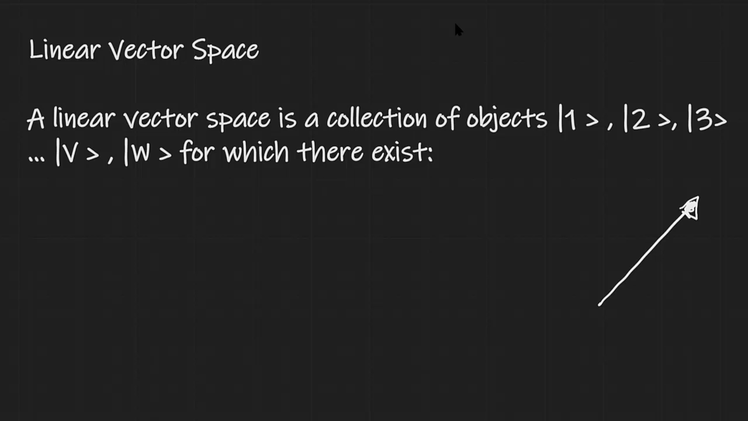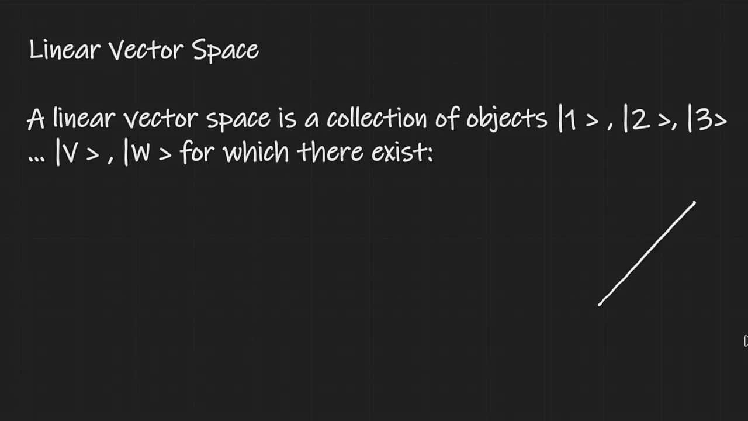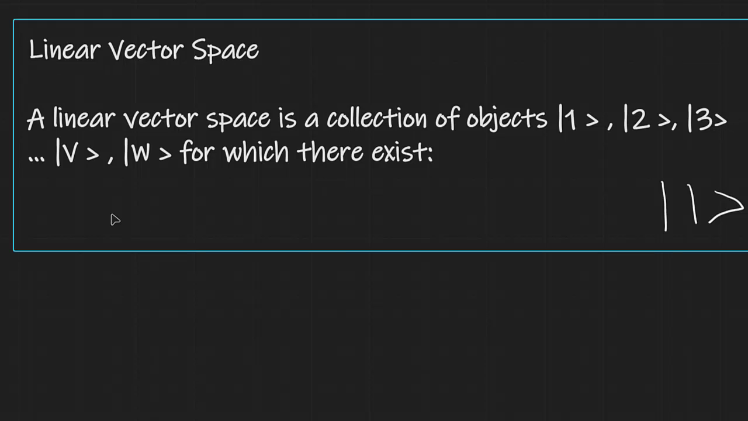Now, a linear vector space is a collection of these vectors, and we tend to denote them with this bracket notation across here. So for instance, this one here, the first vector, is denoted with just essentially a little line, then a little pointy bit at the end. And this notation was invented by Paul Dirac for quantum mechanics. We'll explain that later. But for now, just think of it as a regular vector. This one here, number 2, number 3, and some general vector v and vector w.